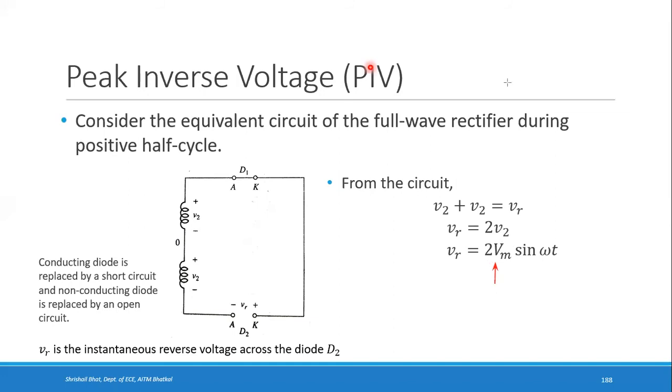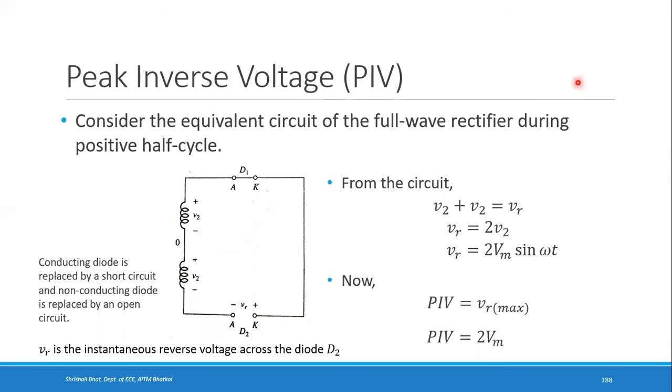That's why the peak inverse voltage in case of a full wave rectifier is, so maximum value of this is 2 Vm. So it is 2 times the peak value of the input voltage. In case of half wave rectifier, it was just Vm, and here it is actually because of the center tap transformer that we are getting 2 Vm as the peak inverse voltage, right?